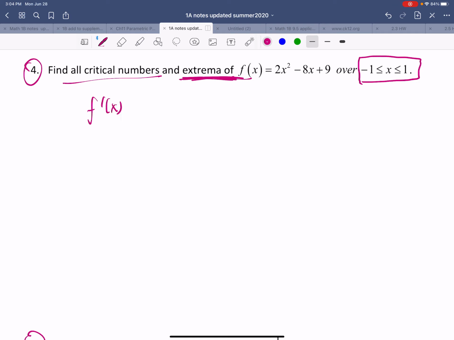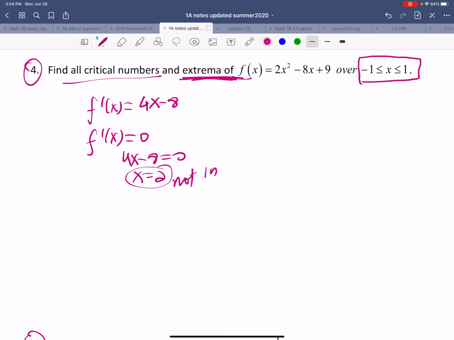So let's go ahead and find the derivative: 4x minus 8, and set that equal to 0. This is never undefined, but this can equal 0. 4x minus 8 is equal to 0 gives me x equals 2. x equals 2 is not in the interval. That means x equals 2 may have a max or min for the function, but it's not in the interval I'm looking for. So I'm not going to bother to check it.